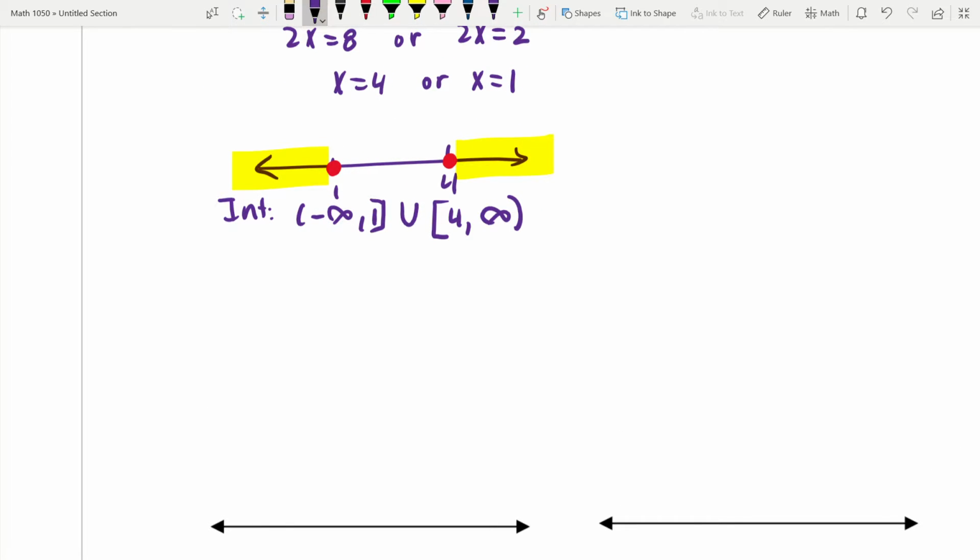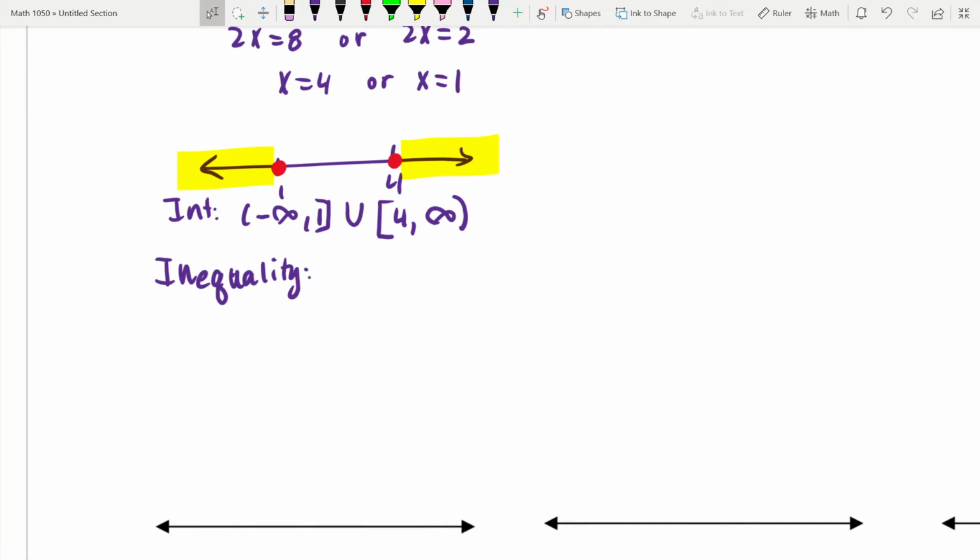Okay, that's interval. This is inequality. Let's write the whole word out. Inequality is the less than greater than business. So you would say x is, do you see how it's left of 1? So you point your arrow to the left and you put a 1. And it's a closed circle, so it's an equal sign. x is less than or equal to 1. And then you're going to put in or.